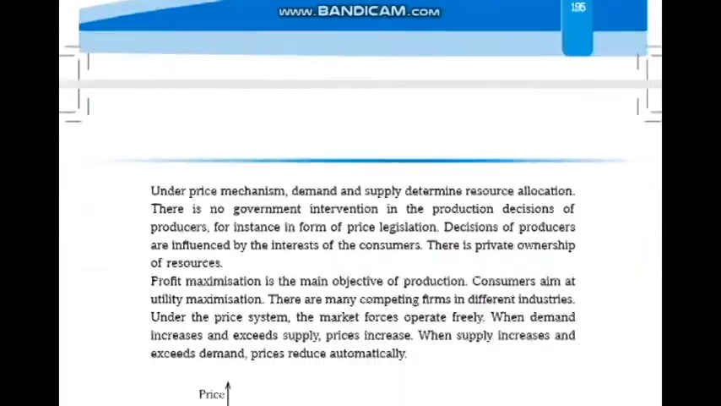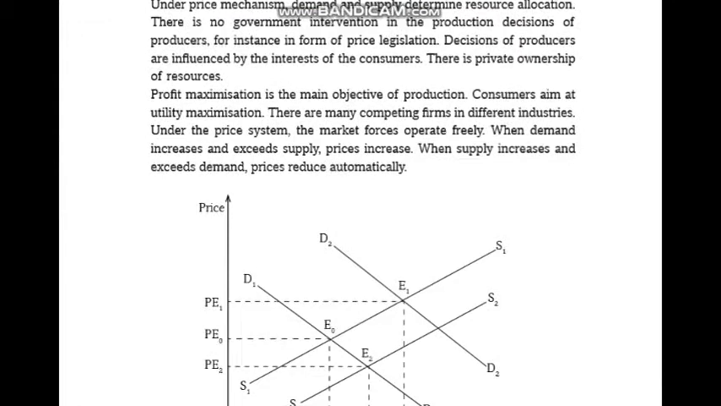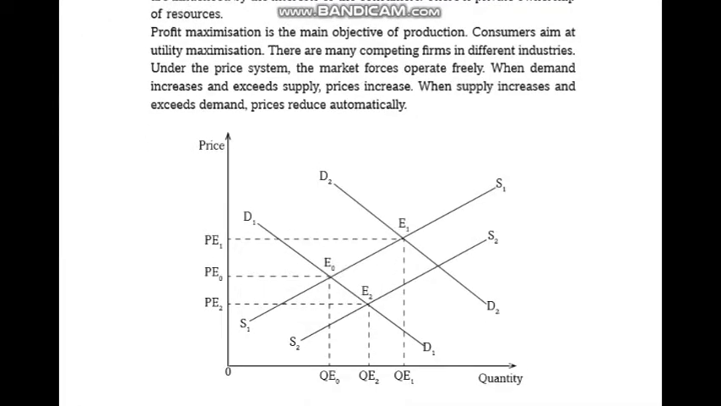Only that. So under price mechanism, demand and supply determine resource allocation. There is no government intervention in the production decision of producers, for instance, in the form of price legislation. Decisions of producers are influenced by the interests of the consumers. There is private ownership of resources. Profit maximization is the main objective of production. Yes, profit maximization is the main objective of production.